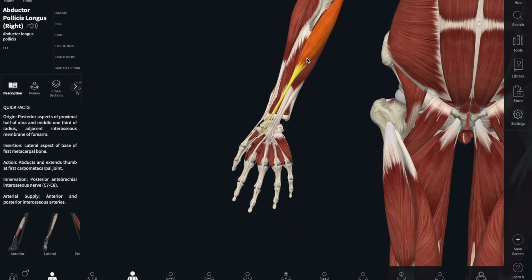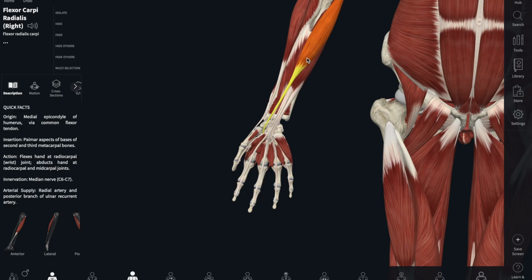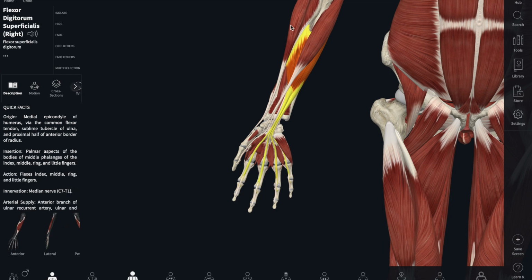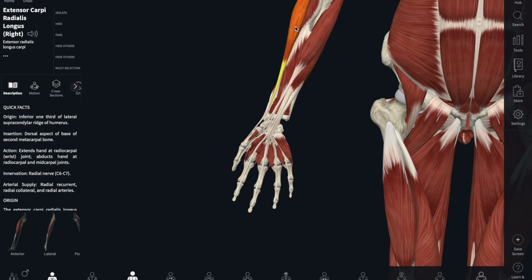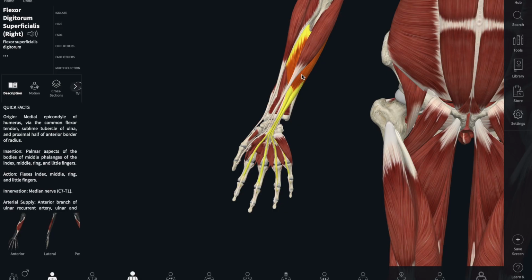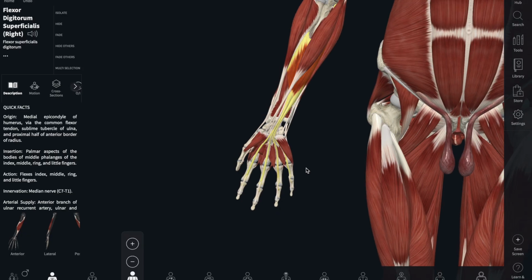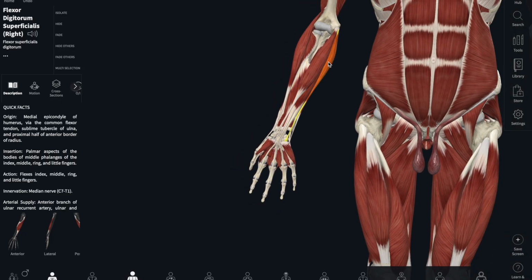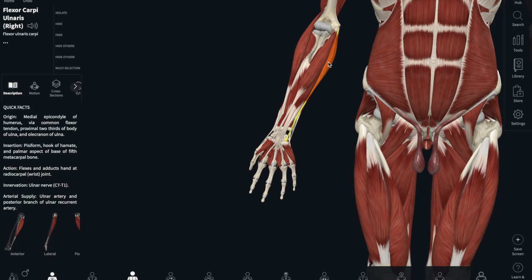These muscles originate on the humerus or proximal forearm and extend distally toward the wrist and hand. These include the flexor carpi radialis, the flexor digitorum superficialis, the extensor carpi radialis longus, and the flexor digitorum superficialis. All of these muscles primarily flex the wrist and fingers and assist with pronation.